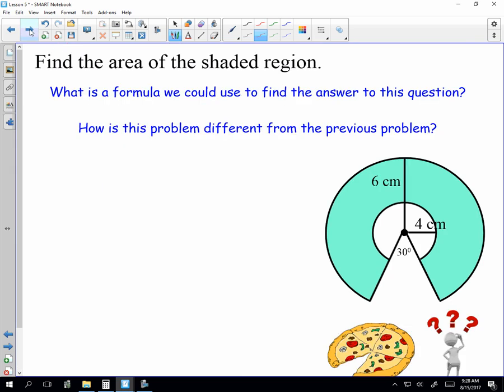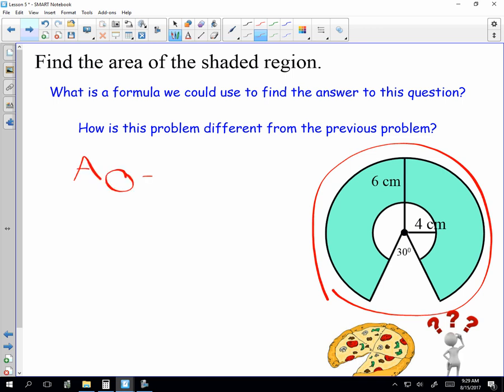Okay, now, a couple extra types of problems that we're going to have. We're going to combine some pieces here. Notice that we don't have a full annulus. We have a sector of an annulus. So once again, we have to start with what we know. We've got area of the big circle minus area of the little circle.